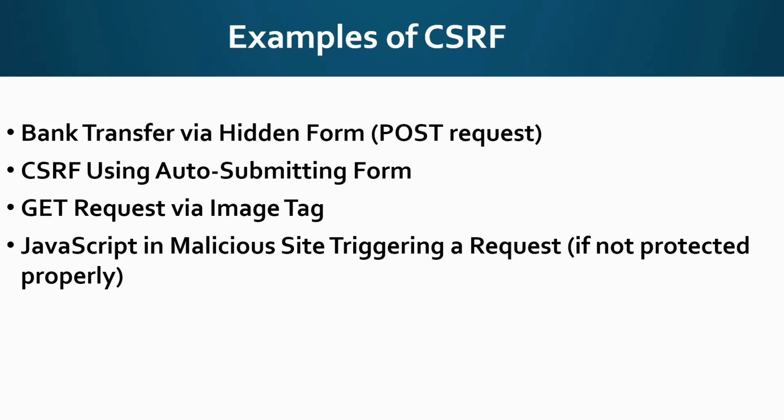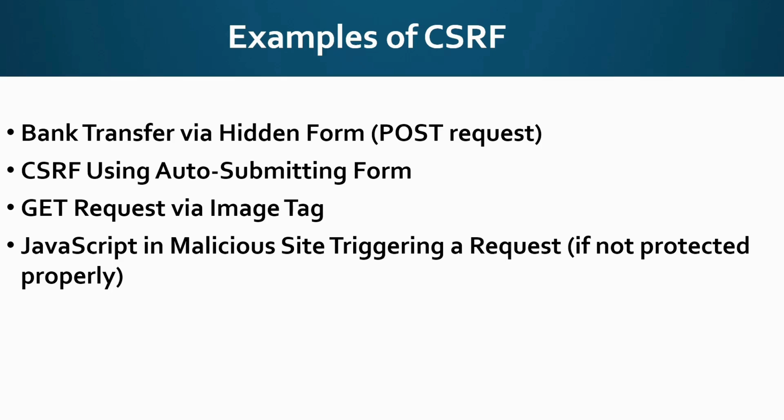Third is a GET request via an image tag. An attacker embeds an image tag where the image source is a URL that performs an action. When the victim loads the page, the request executes with their session cookies. And the last one would be JavaScript in a malicious site triggering a request if not protected properly.